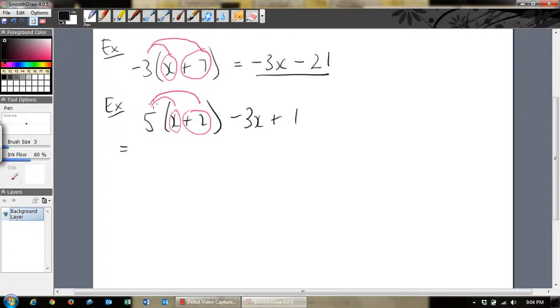So here we go. What's 5 times x? That's 5x. What's 5 times positive 2? That's positive 10. And then we just have this on the end. Minus 3x plus 1. Okay, and we just need to collect like terms. We've got a 5x here and a minus 3x there. 5x minus 3x is 2x. Then we've got this positive 10, positive 1 is positive 11, which is your answer.